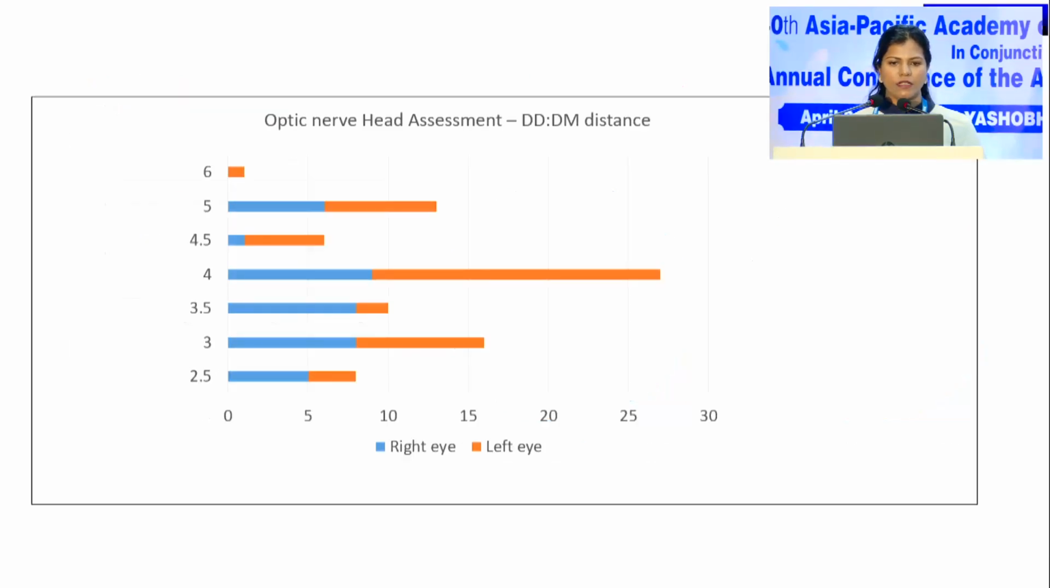When we graded the patients between mild, moderate and severe optic nerve hypoplasia, we found that most of the patients were in the range of 3 to 5 distance to disc macular distance.